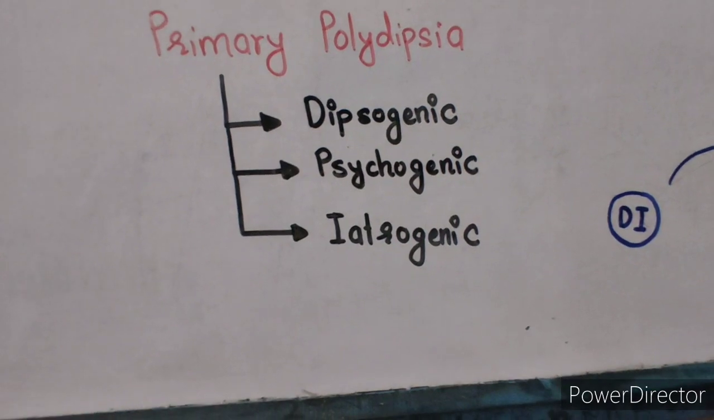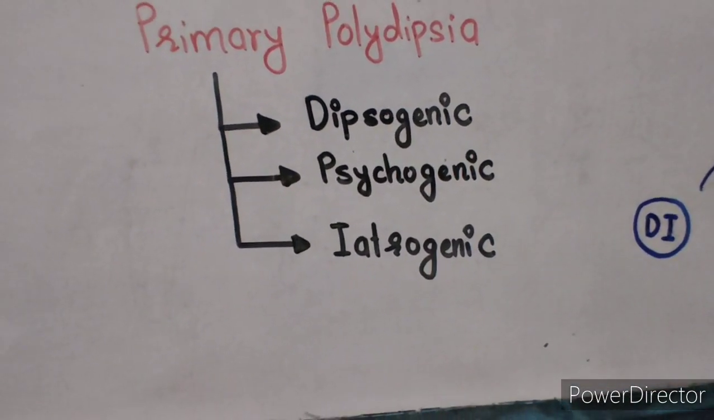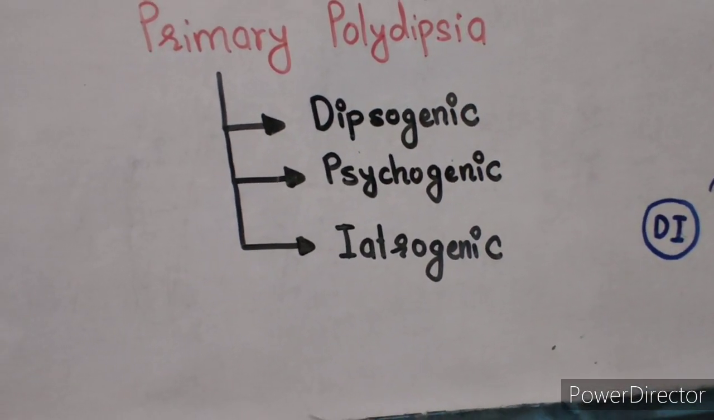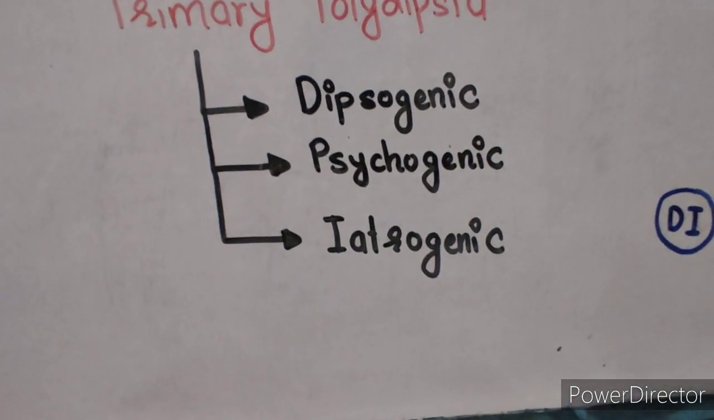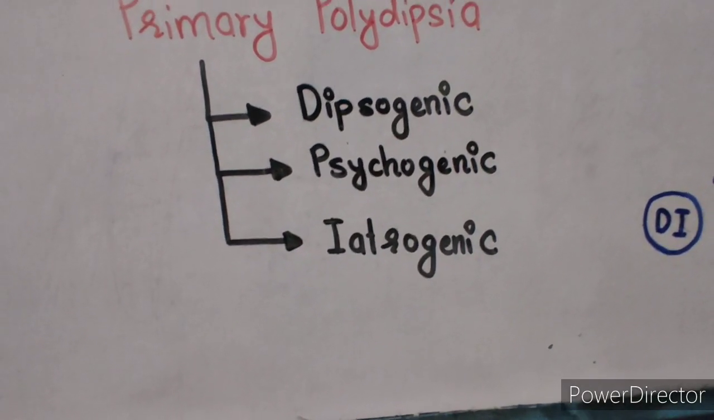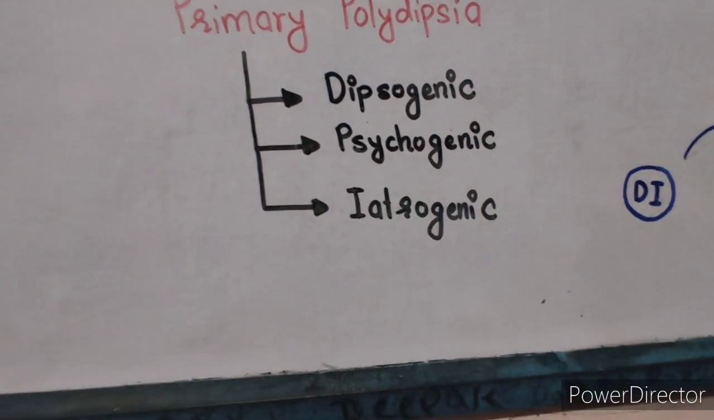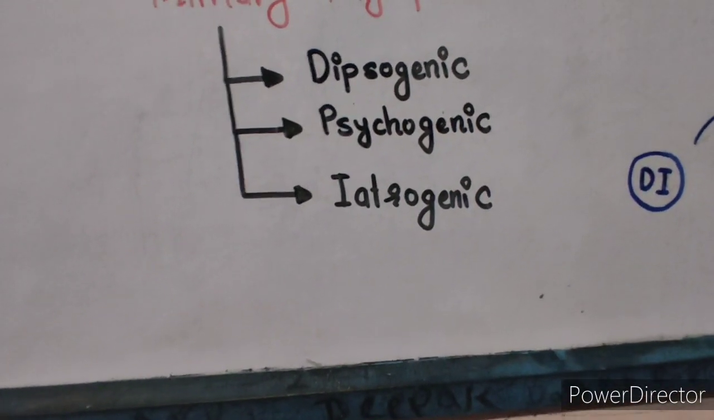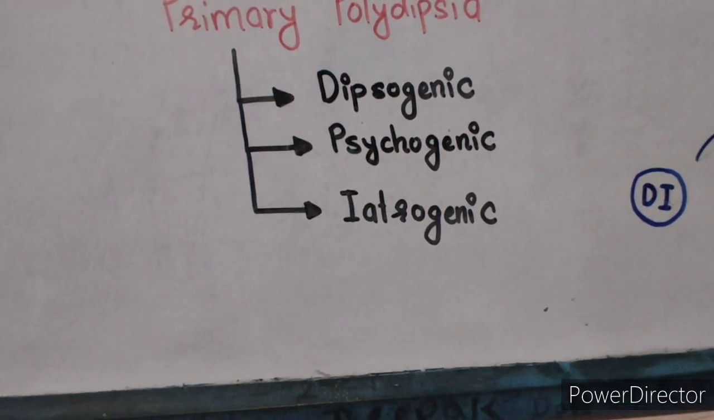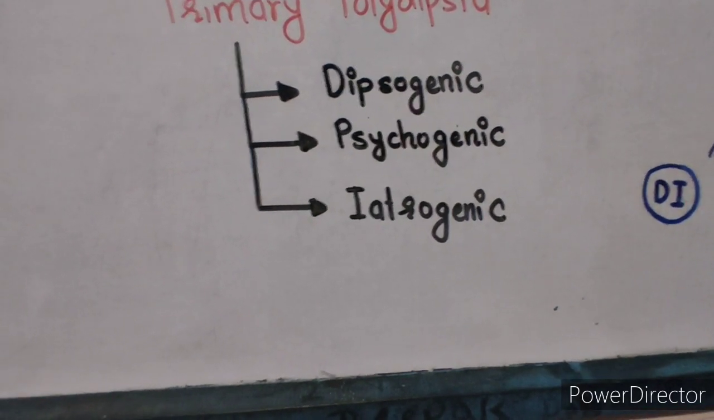Unlike dipsogenic, in psychogenic primary polydipsia there is no inappropriate or abnormal thirst. But here, because of psychosis or obsessive compulsive disorder, the patient takes excessive fluids. Iatrogenic primary polydipsia is caused because of a recommendation by a doctor to take enough fluids or more fluids for health benefit.